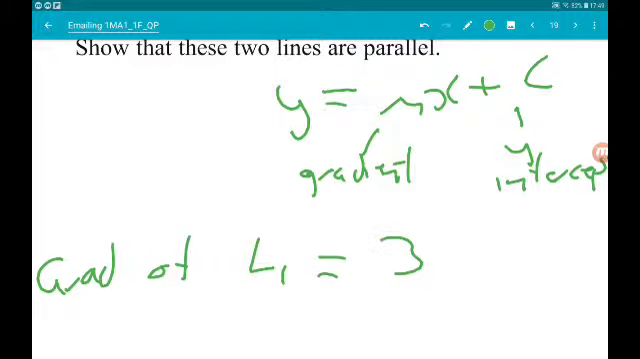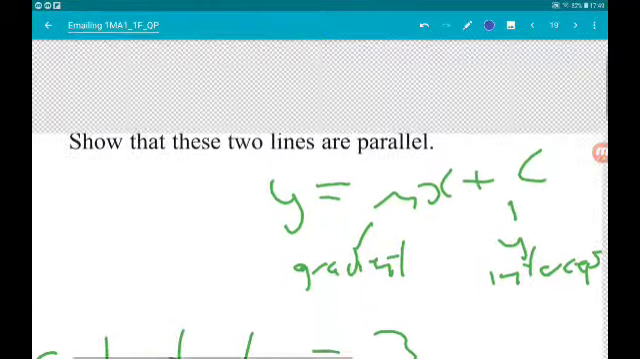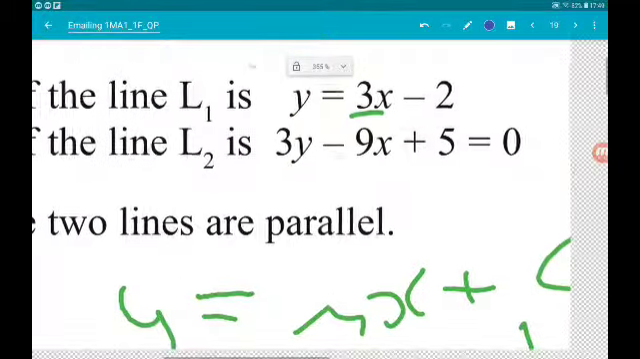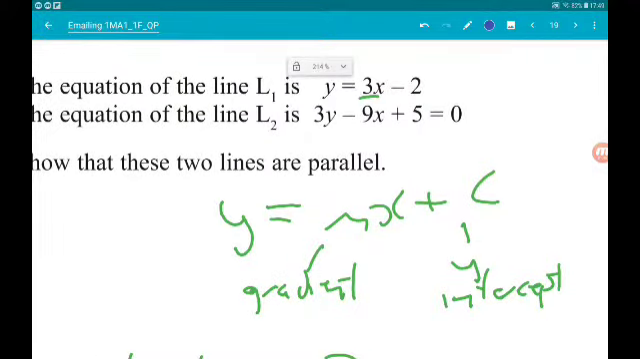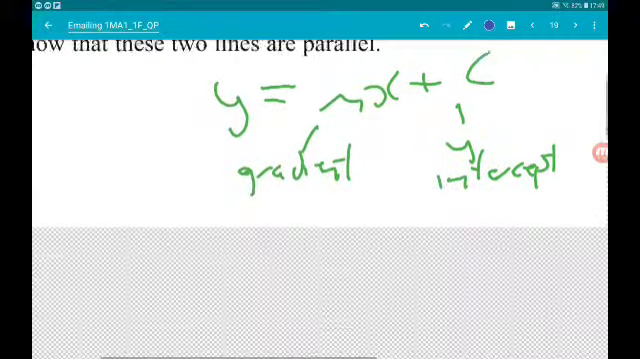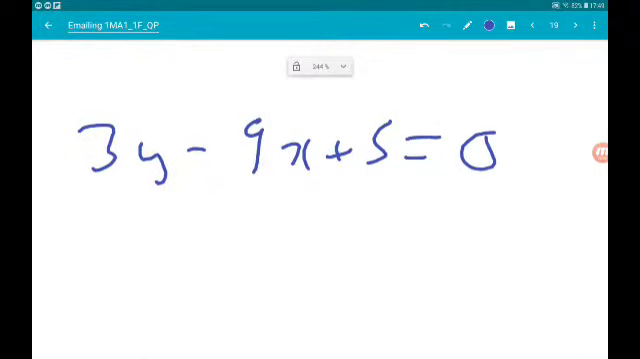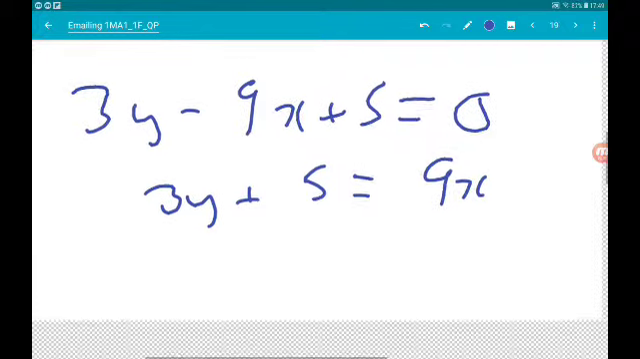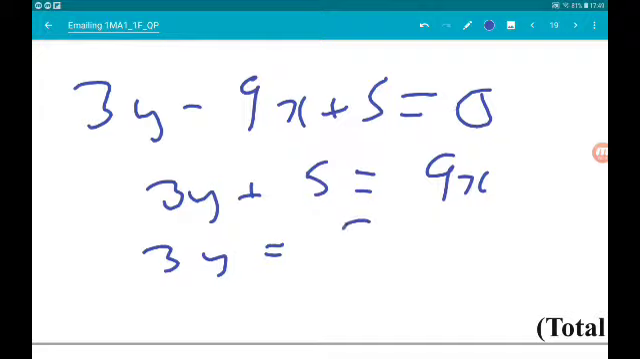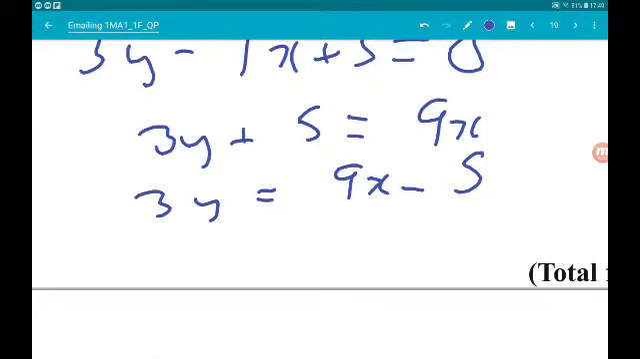Now for L2, we need to rearrange 3y minus 9x add 5 equals 0 to get y on its own. So 3y minus 9x add 5 is equal to 0. So we're going to add 9x, so 3y add 5 is equal to 9x. Subtract 5, so 3y is equal to 9x minus 5, and then divide both sides by 3. So we get y is 9x divided by 3 is 3x, and then minus 5 over 3.